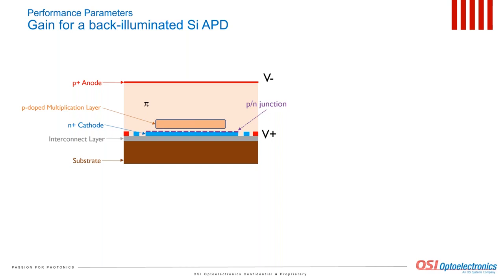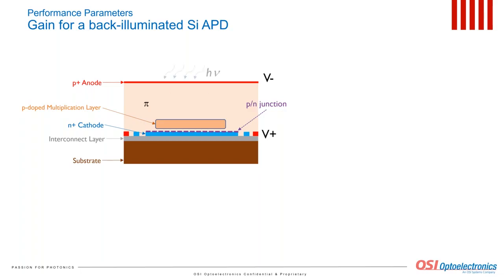The N+ cathode is placed now at the bottom of the absorption P layer. The P+ anode is on the top of the structure. The P-doped multiplication layer is placed at the bottom next to the PN junction. The interconnect layer allows bringing all contacts on the top surface of the structure.